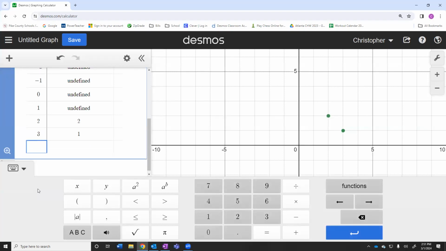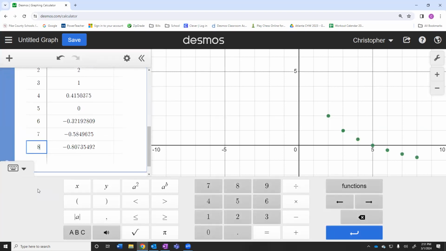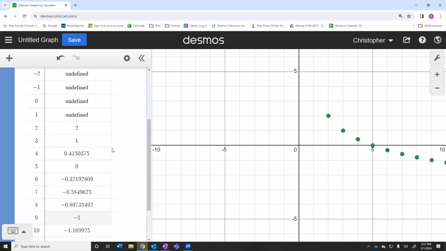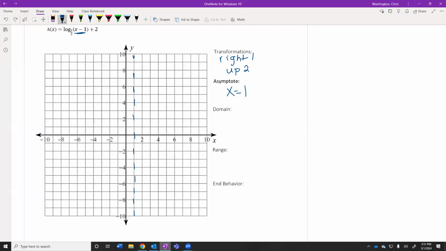We see some points here, 2, 3, 4, 5, 6, 7, 8, 9 looks like a pretty good point. So (9, -1) and maybe (2, 2). So (2, 2) and (9, -1) might be some good points to use. And now we can see that this graph's gonna be decreasing instead of increasing. So we're gonna get really, really close to the asymptote at the top, and we're gonna turn and go out to the right, something like that. Domain, we're gonna get really, really close to 1 to infinity. The range would be -infinity to infinity.